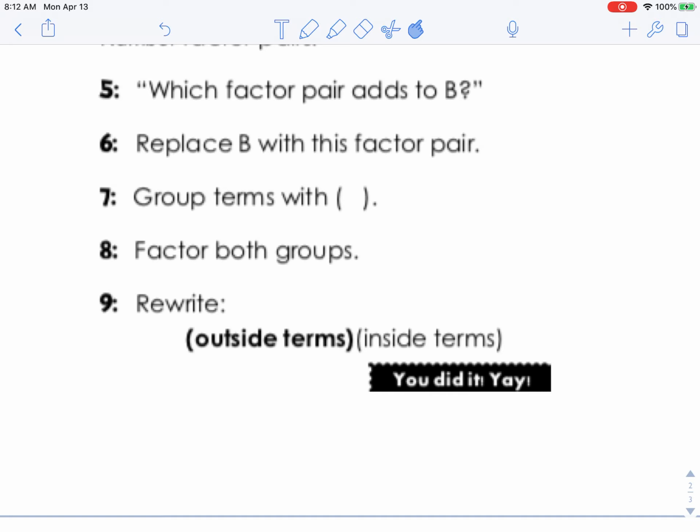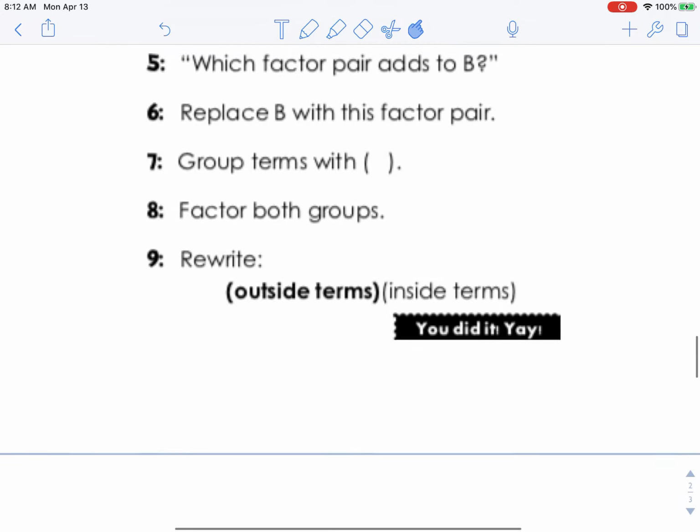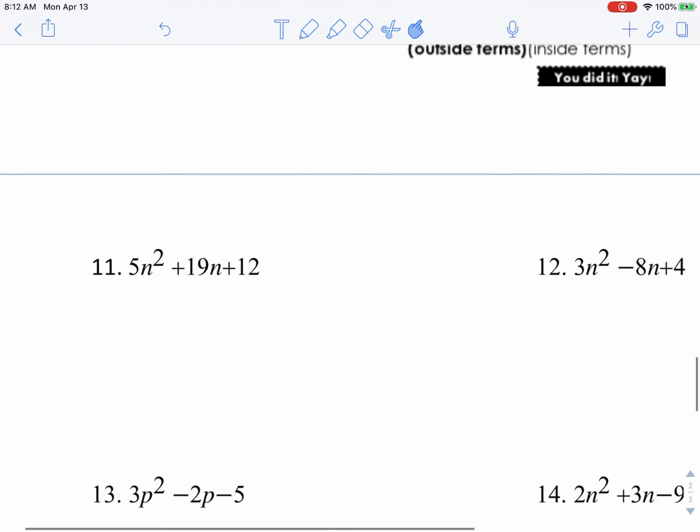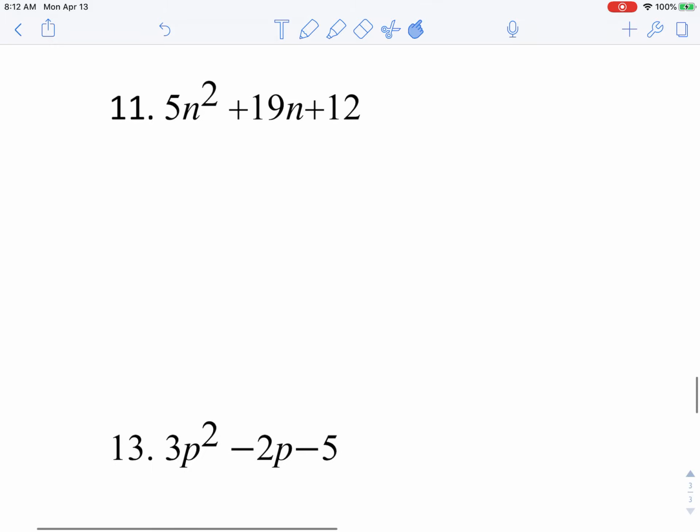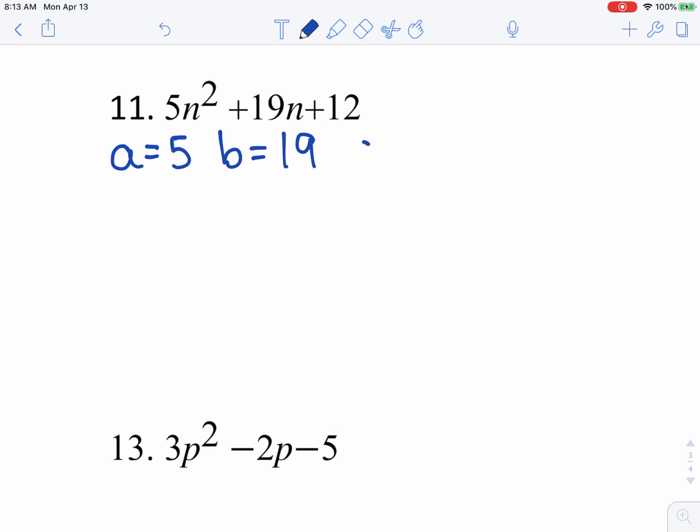And then we replace B with the factor pairs. And I'm going to show you how to do that. We do factor by grouping, and then we write our two factors. So I know that probably sounded like a lot and didn't make much sense. So let's look at an example. And this will be an easy example because both terms, the second and third term, are both positive. So first we have A is 5, B is 19, C is 12.